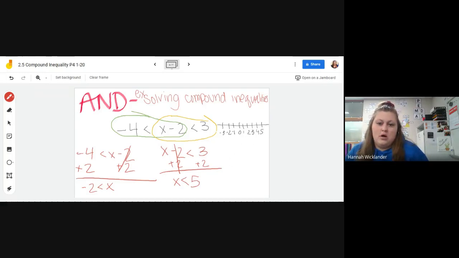So open circle at 5 and open circle at -2. And then this one, the arrow goes this way. And for this one, there it goes this way. So it is a correct answer because they went towards each other, and it's an and statement.